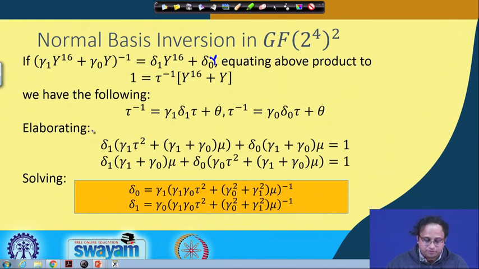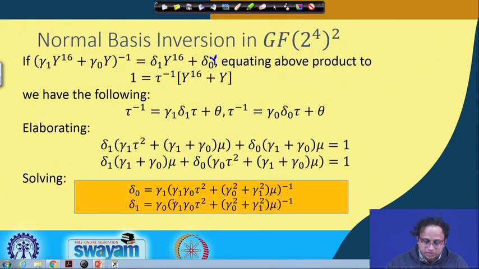So now, if I elaborate this and do a little bit of simplification, then I can express the result delta 0 and delta 1 in a similar way as what we have done in the context of polynomial basis. So finally, you can simplify this, eliminate and essentially solve this simultaneous equation to get your result delta 0 and delta 1 in this form.